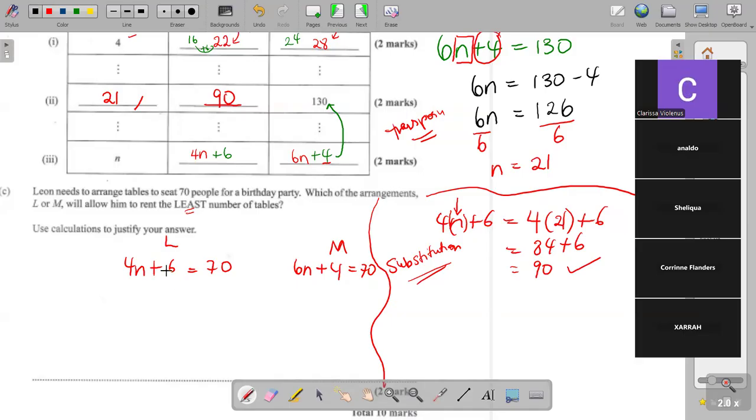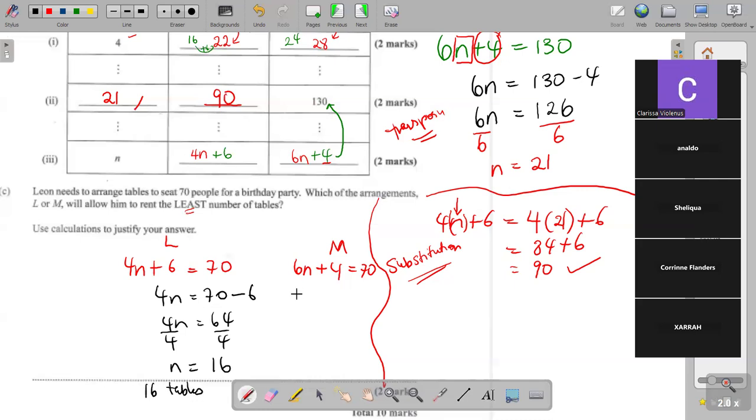So we carry over the 6 because it's plus. So we end up with 4n is equal to 70 minus 6, because it has to change. So 4n is equal to what? 64. So let's go, we divide by 4 on both sides. So n is equal to what for arrangement L? How much is this? 16? So that means for 70 people, how many tables do we need? We need 16 tables for arrangement L.